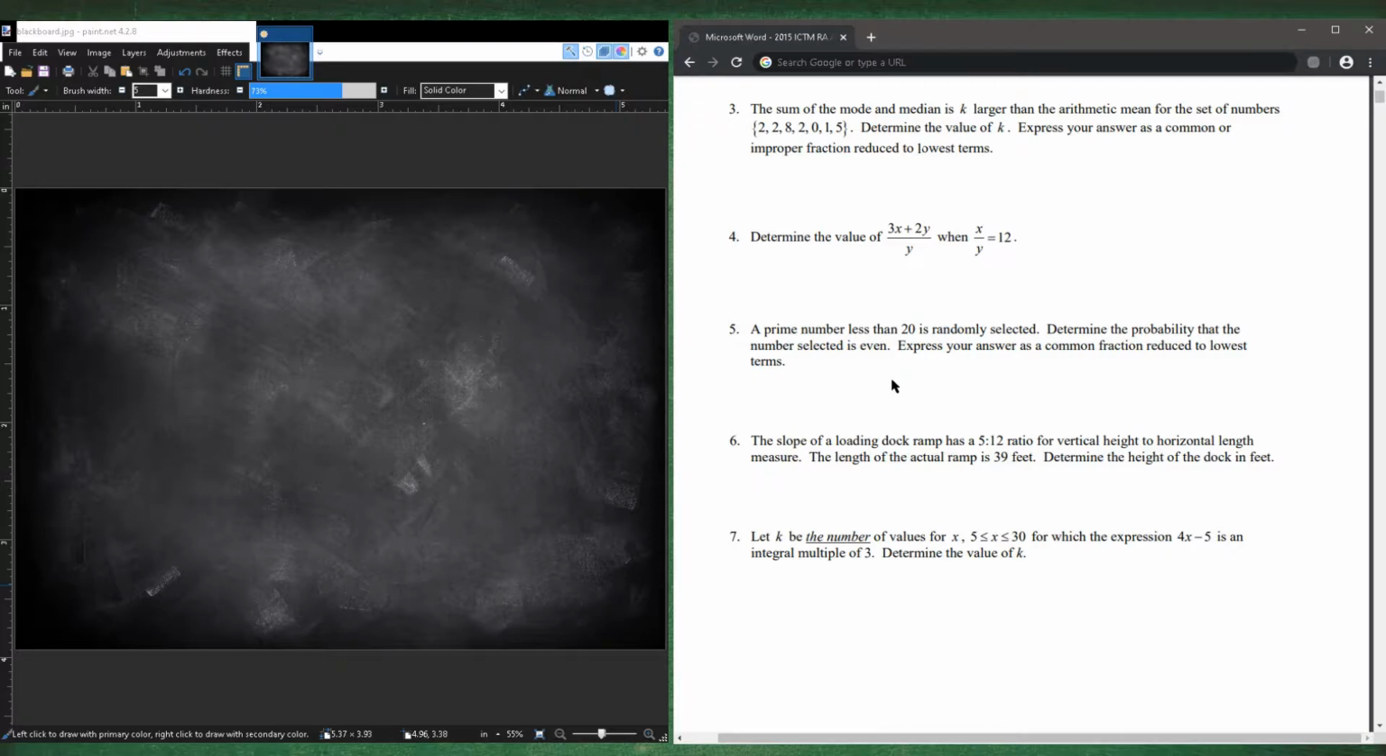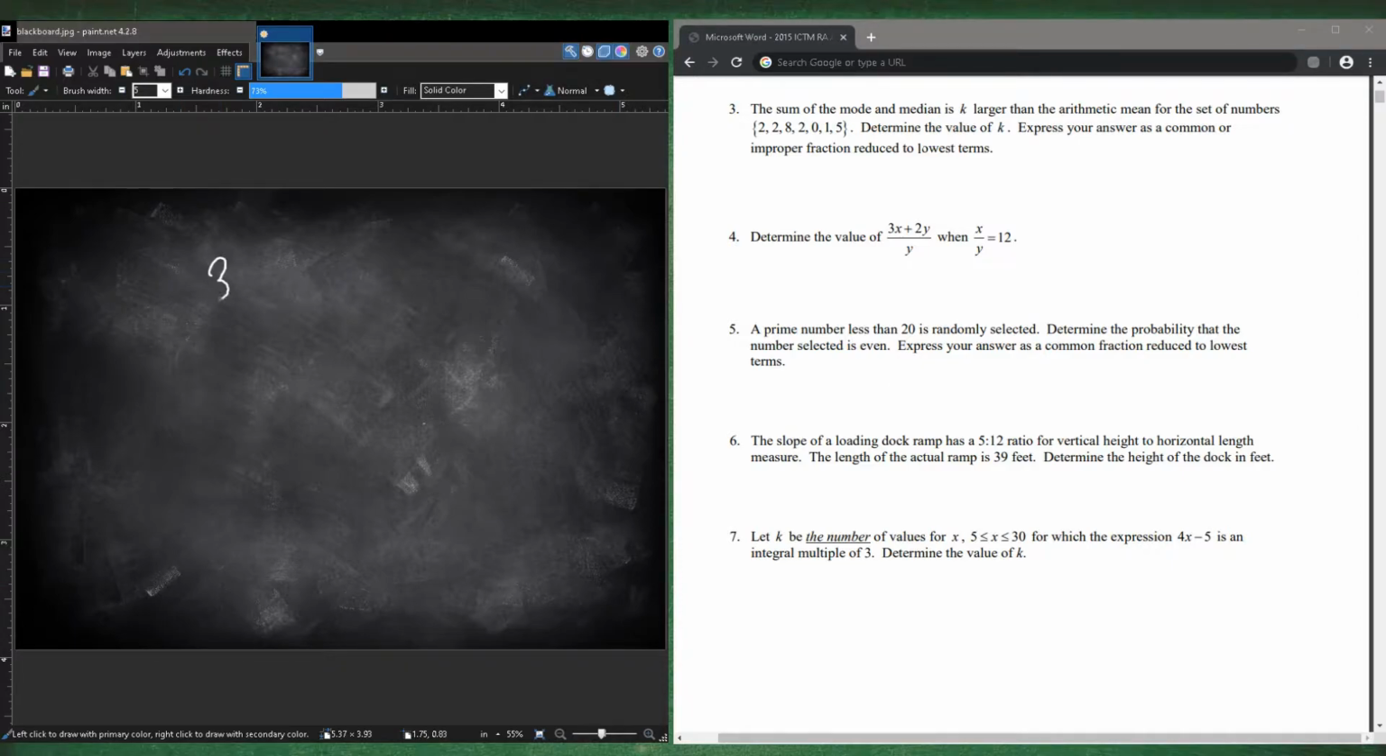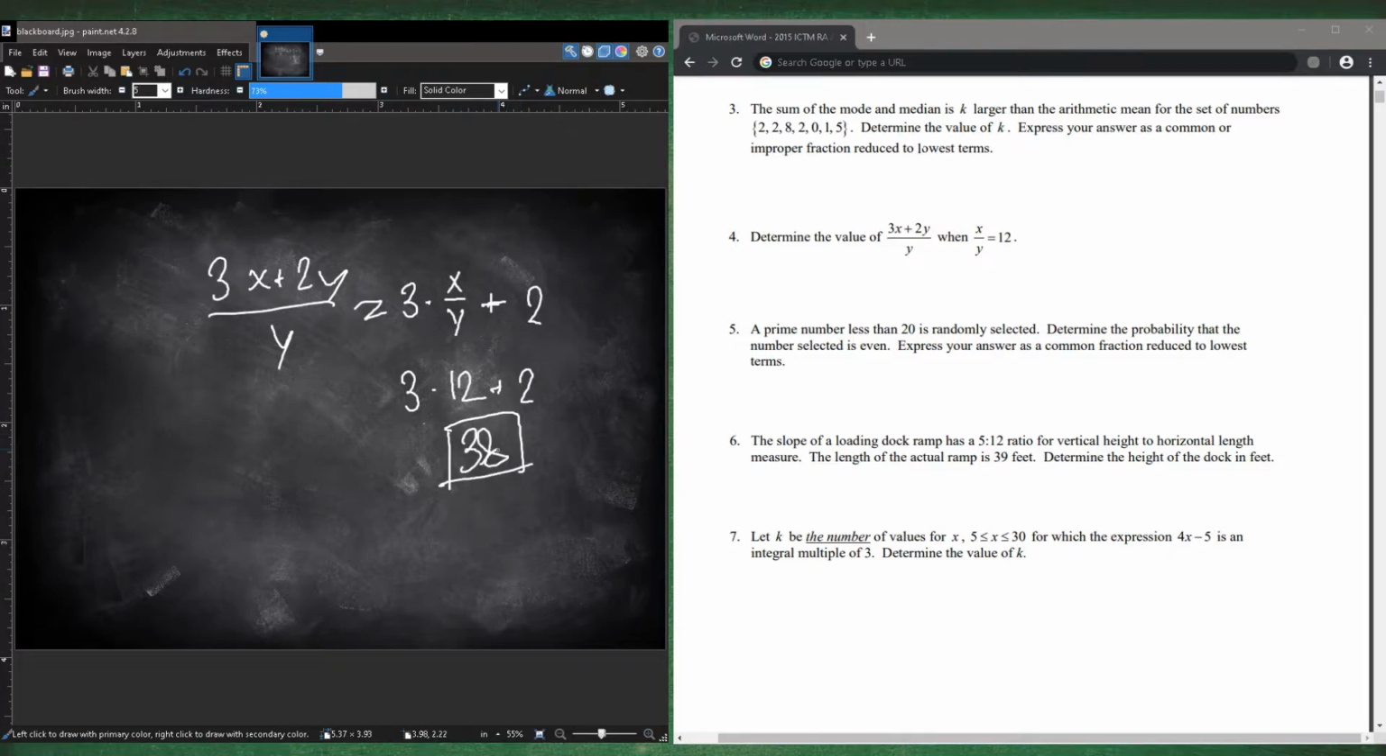Number 4, determine the value of 3x plus 2y over y when x over y is equal to 12. So 3x plus 2y divided by y. So 3x divided by y is just 3 times x over y, right? And then 2y divided by y is just plus 2. So we already know what x over y is. That's 12. So 3 times 12 plus 2. So that's 36, 38. So our answer for number 4 is 38.